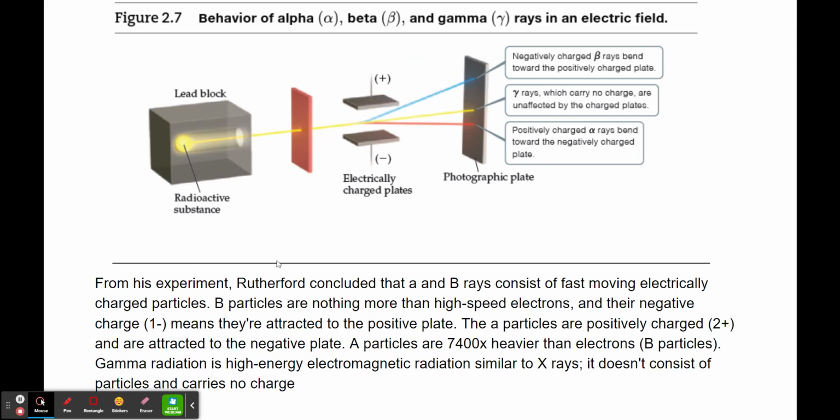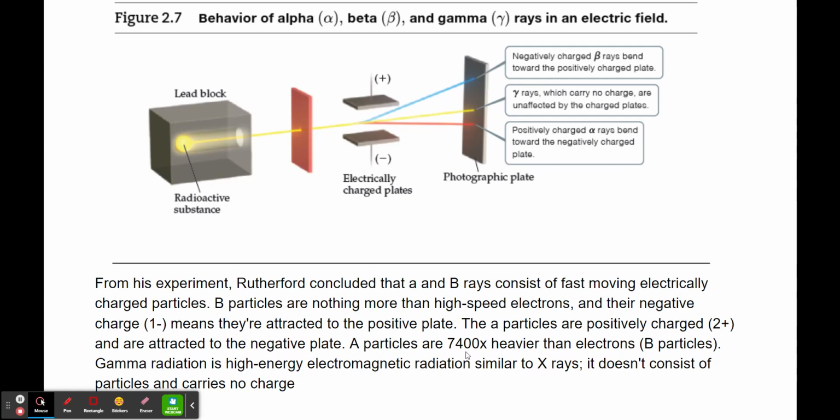From his experiment, Rutherford concluded that alpha and beta rays consist of fast-moving electrically charged particles, and beta particles are nothing more than high-speed electrons. Their negative charge, -1, means they're attracted to the positive plate, and the alpha particles are positively charged with 2+ and are attracted to the negative plate.